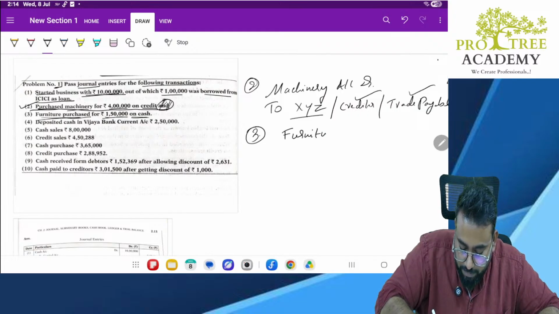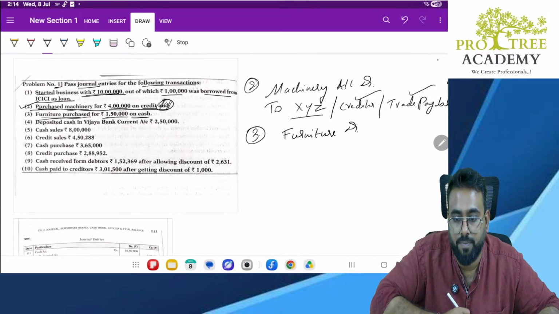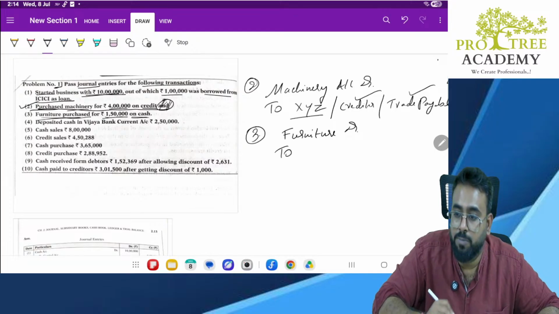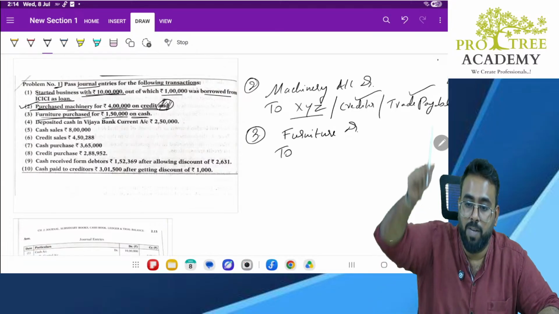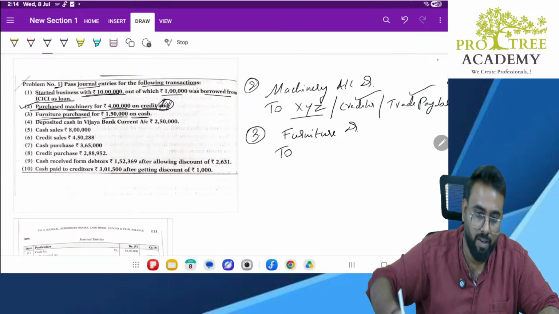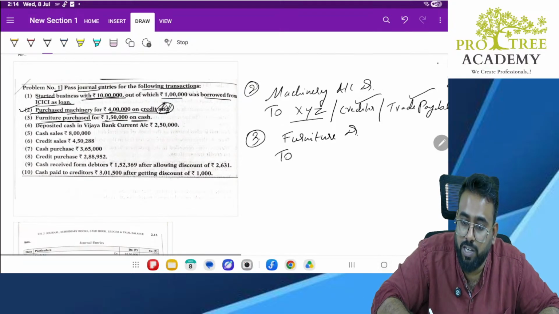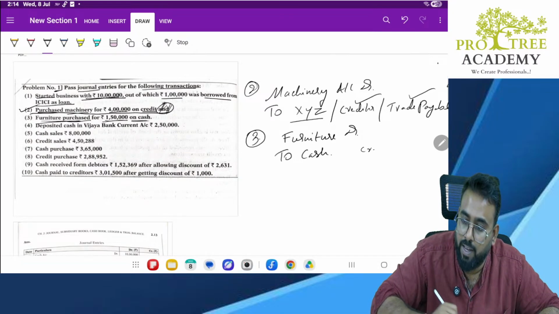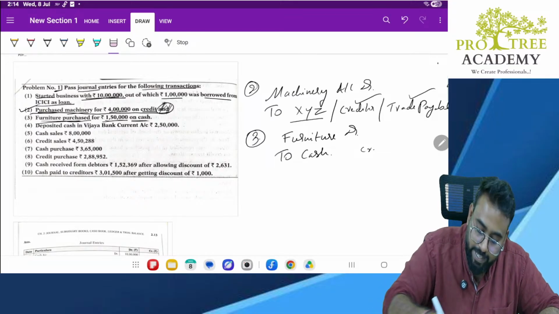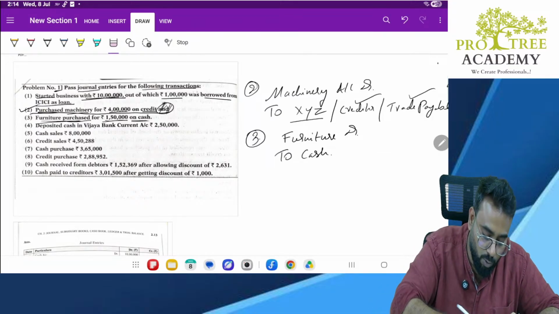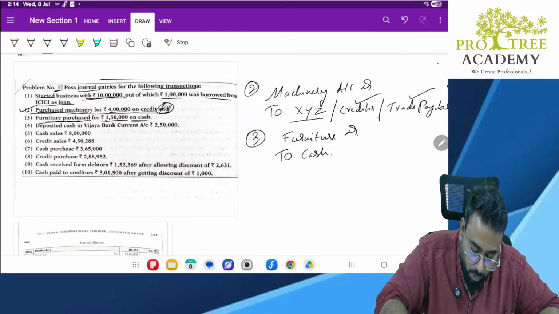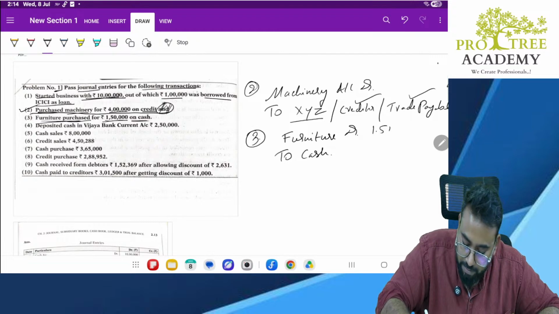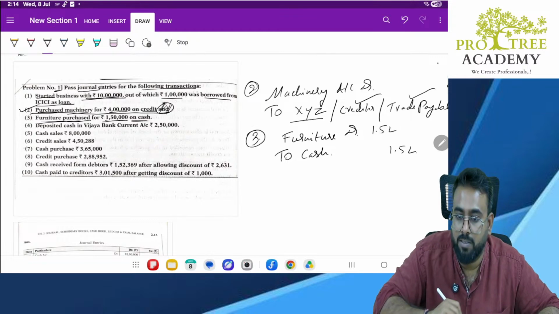Furniture account debit. How is it being paid? Cash. So cash balance will come down or go up? Correct or no? So when an asset comes down, it will be credited. You don't have to write credit here. If you just write 'To cash', it is more than enough. So what is the amount? 1.5 lakh. Am I clear?